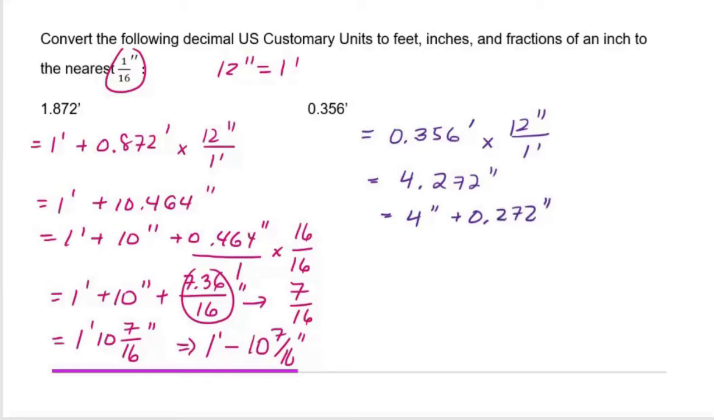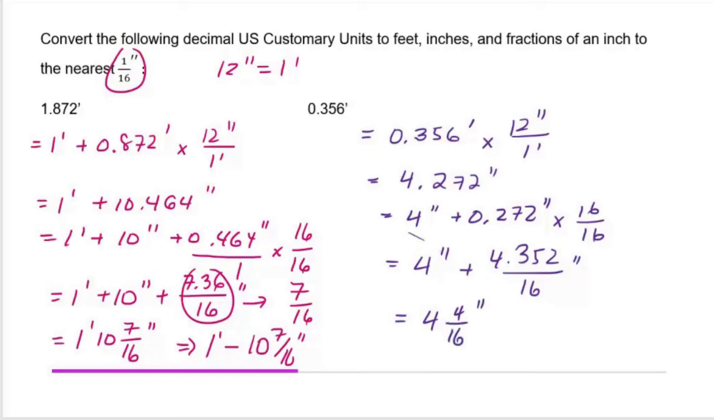Once again, we'll take this parts of an inch to the nearest 16th, and we'll do that by multiplying numerator and denominator by 16. So that gives us 4 inches and 4.352 over 16 parts of an inch. Again, we're going to round that numerator to the nearest whole number. So we have 4 and 4/16 of an inch. But 4 over 16 can be reduced. If you can reduce the fraction, you absolutely should. So our final answer is 4 and 1/4 inches. So even though we were asked for inches to the nearest 16th in the question, because we were able to simplify 4 over 16 to 1 over 4, that's the answer that we will give.